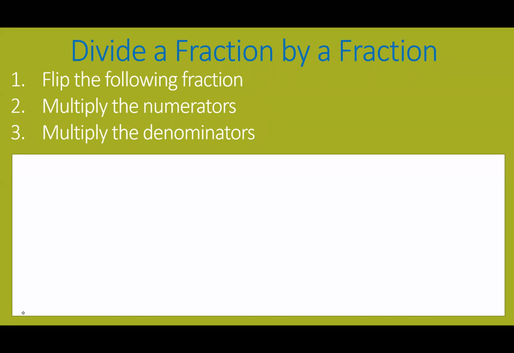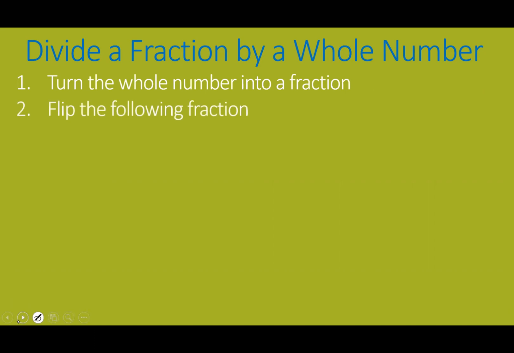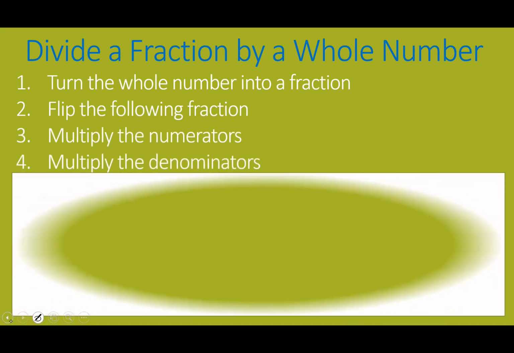Okay, let's go to the next one. Now we're going to divide fractions by whole numbers. You turn the whole number into a fraction, and then follow the same steps as before. Flip the following fraction, multiply the numerators, multiply the denominators.